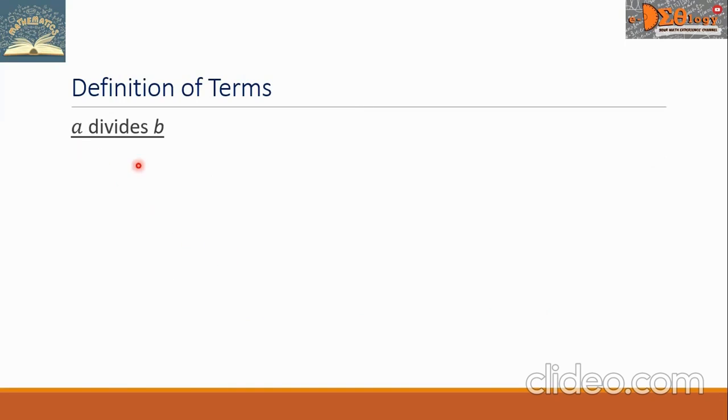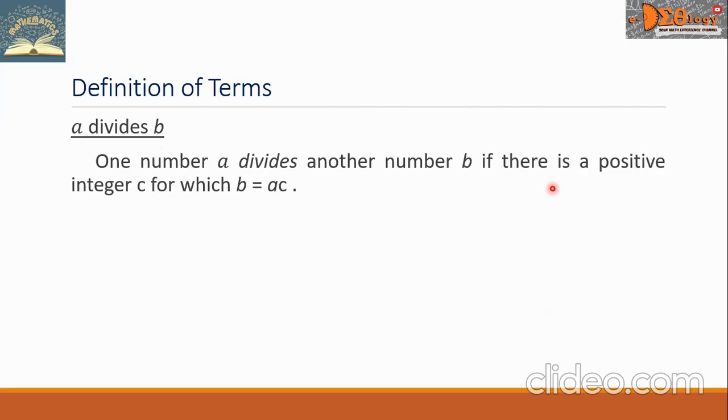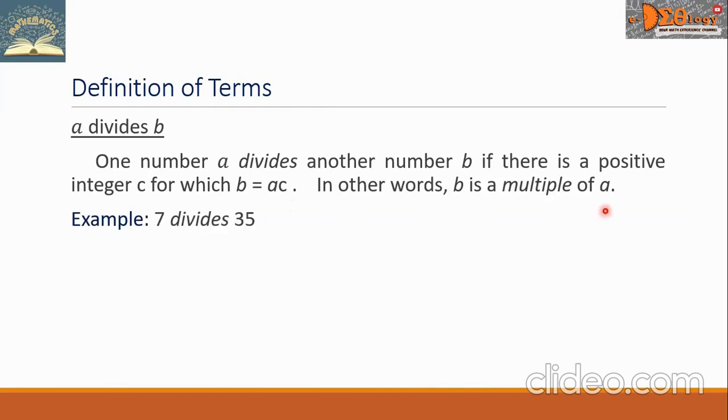Next term, A divides B. One number A divides another number B if there is a positive integer C for which B equals A times C. In other words, B is a multiple of A. Example, 7 divides 35 because 35 equals 7 times 5.